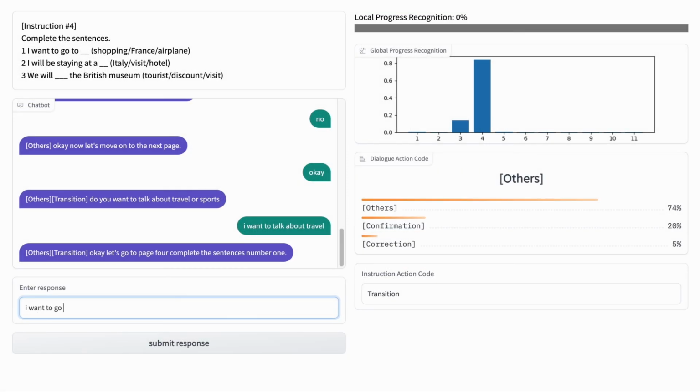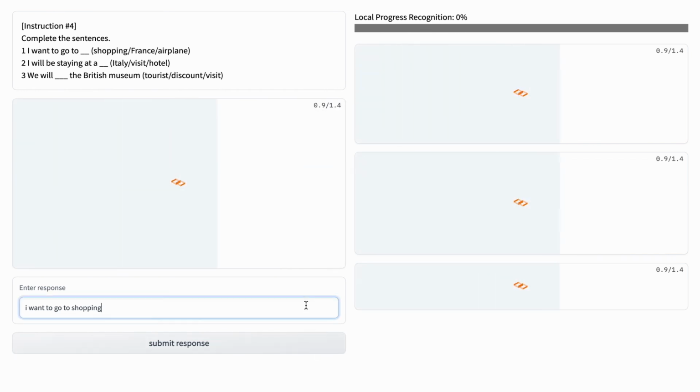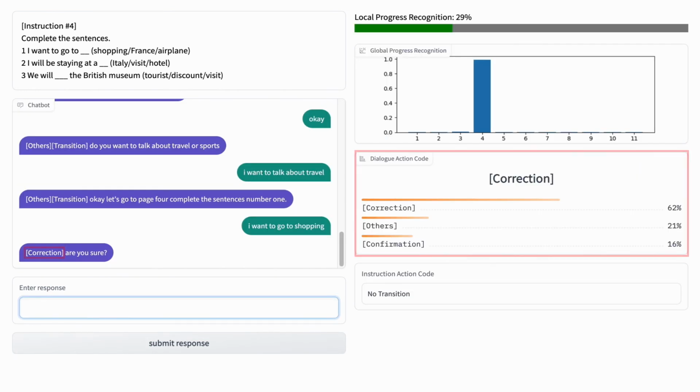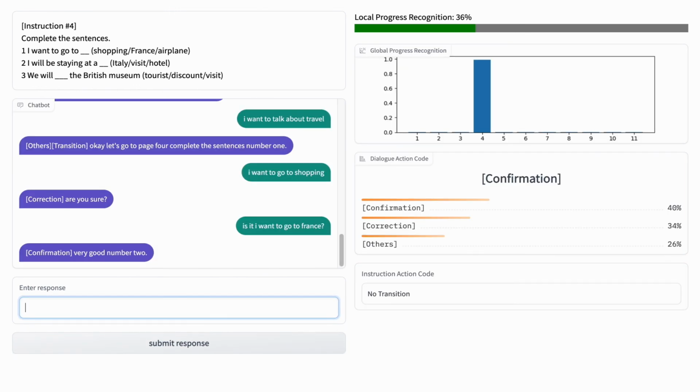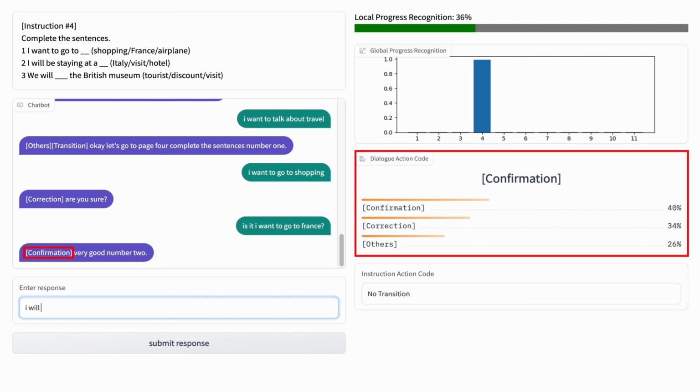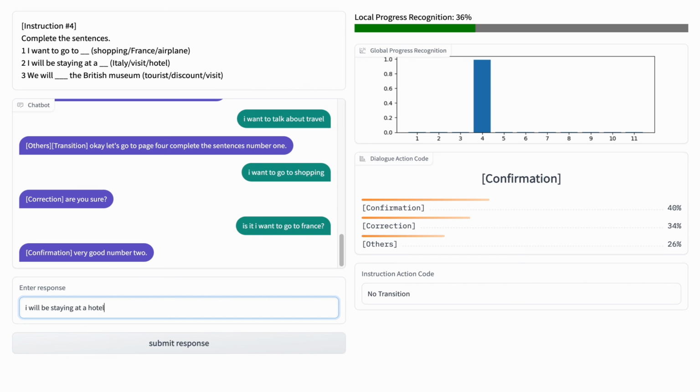The student's response, "I want to go to shopping," is grammatically incorrect. The tutoring bot recognizes it and generates correction as the first token. Then the following response asks the student if he or she is sure about the answer. So at the next turn, the student tries again. As the response is correct, our bot generates a confirmation token considering it a proper action to take. Then it gives positive feedback to the student by saying "very good."